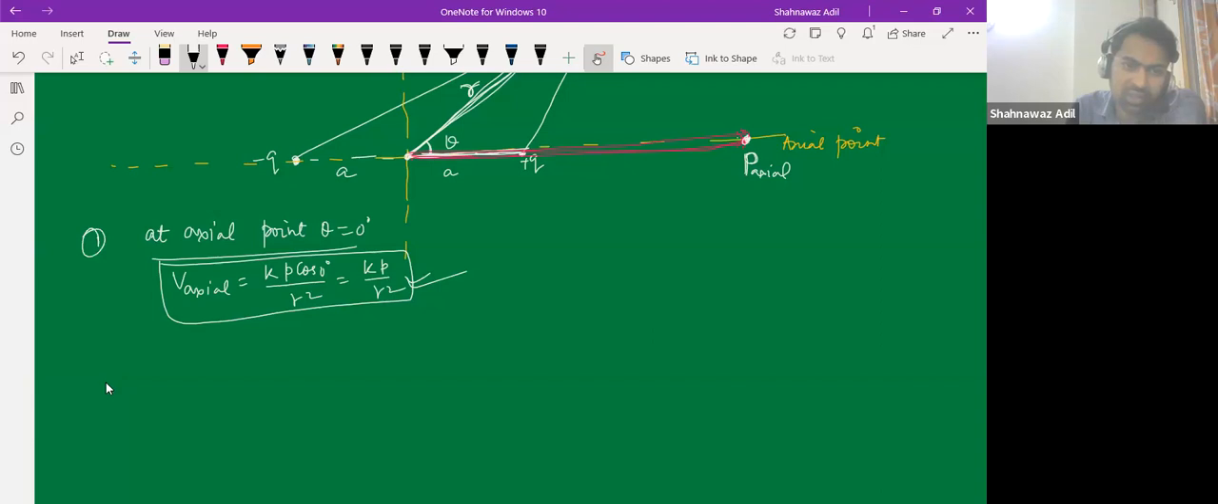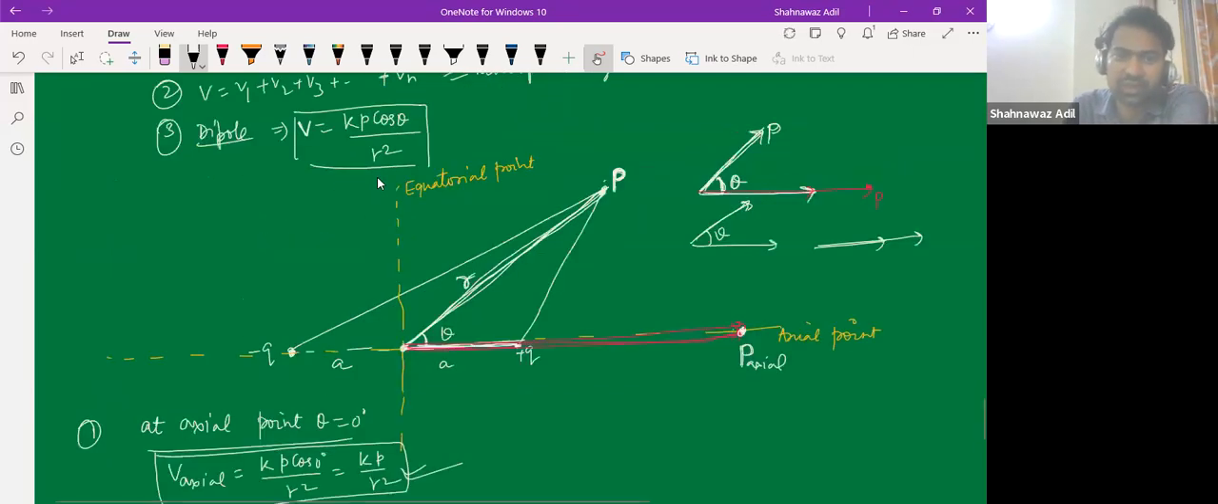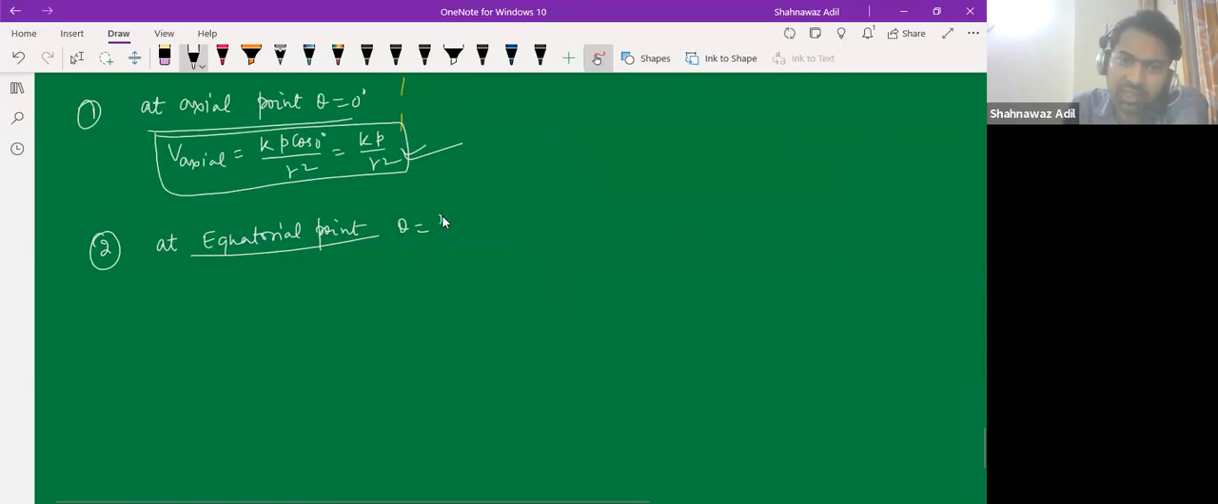Yes, sir. Now, the second thing is at the equatorial point. You tell me what would be the angle at the equatorial point if I choose this point, the equatorial. What is the angle? What is theta? 90 degrees. 90, absolutely correct. Good. So this part you understood very quickly, right? Because now you are taking this arm to be here, so this would be 90. Yes, sir. So this theta is 90 degrees.